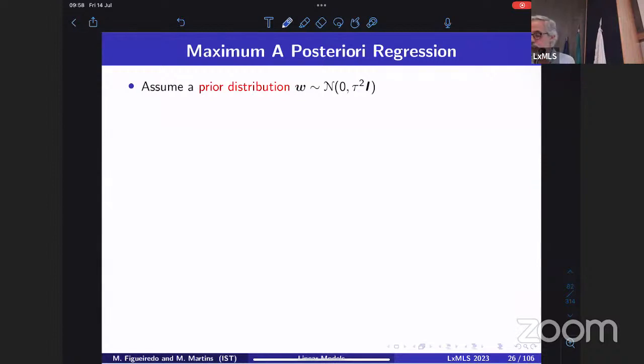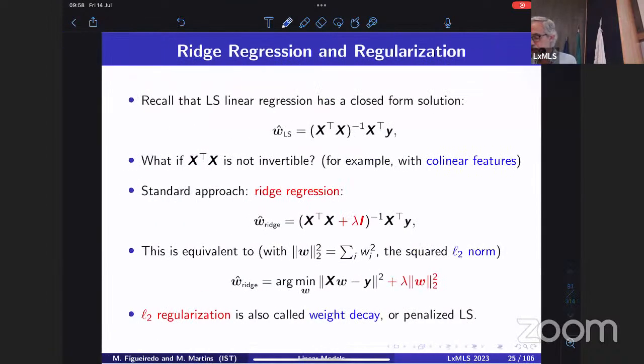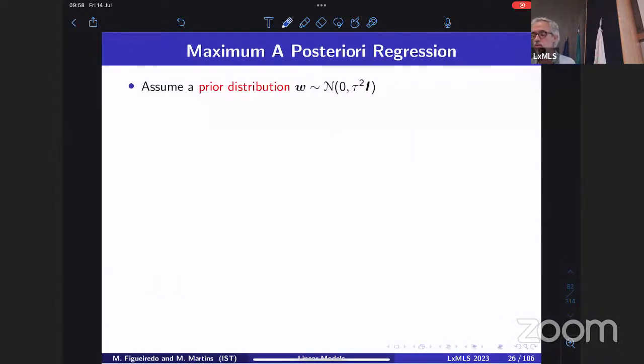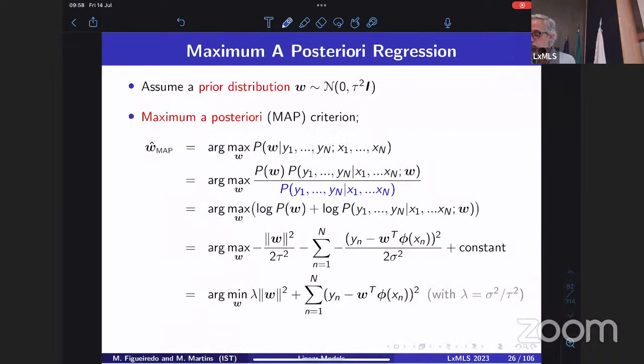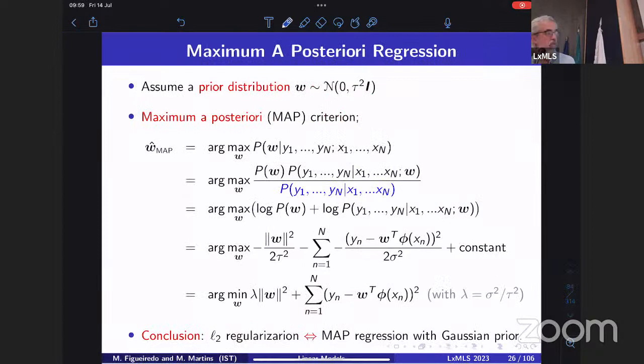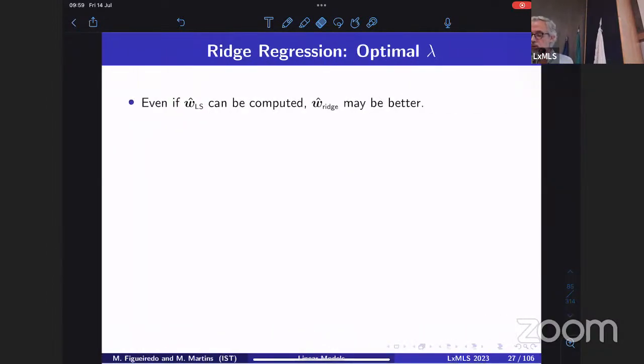Now, I had a slide that shows that this criterion using L2 regularization is equivalent to assuming that the weights follow a Gaussian distribution, and that we use this as a prior for the problem. But it's essentially the same type of derivation that we did for least squares to maximum likelihood, so I'm gonna skip it. It's in the slides, you can look at it later. The conclusion there is that L2 regularization is exactly the same as maximum a posteriori regression with a Gaussian prior. Maybe some of you have seen this before, but it's very standard material from estimation. I'm gonna skip it.